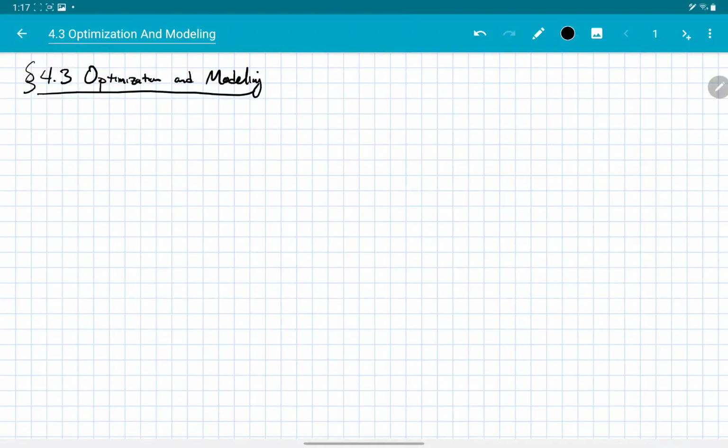All right, today we're going to talk about optimization and modeling in section 4.3. We'll be using two class periods to discuss this section. This is one of the more important sections in this semester. And this is about finding and maximizing and minimizing quantities of real-world problems, perhaps.